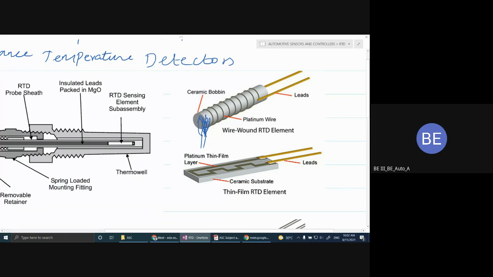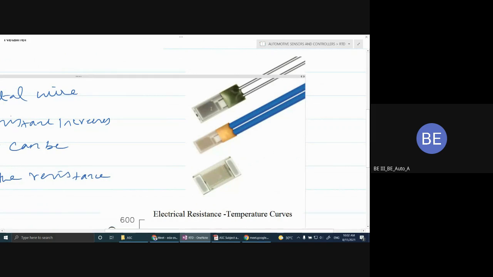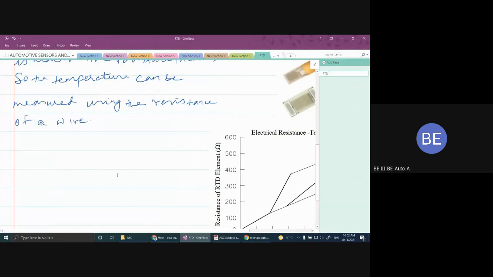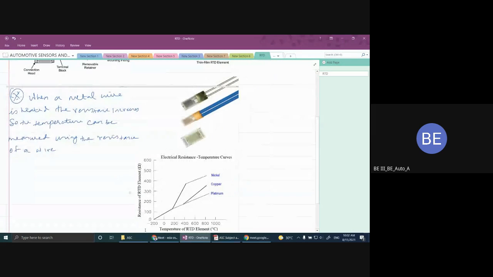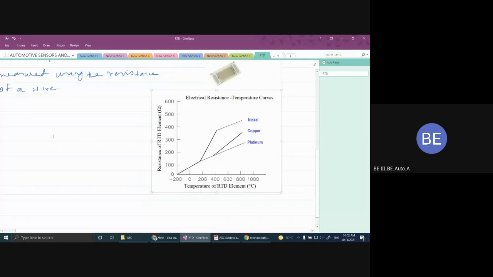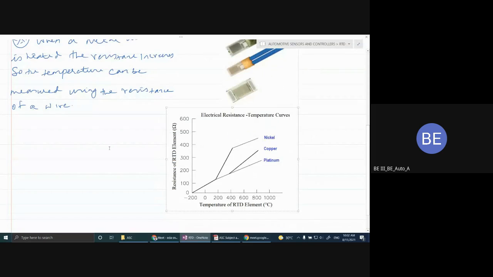We have different types of RTD. One is the ceramic bead type of RTD, and another one is the thin film RTD. This is the typical thin film RTD we are seeing in this picture. In this picture it consists of small metal elements that are enclosed one by one. Now based on this temperature difference we are able to find the temperature.